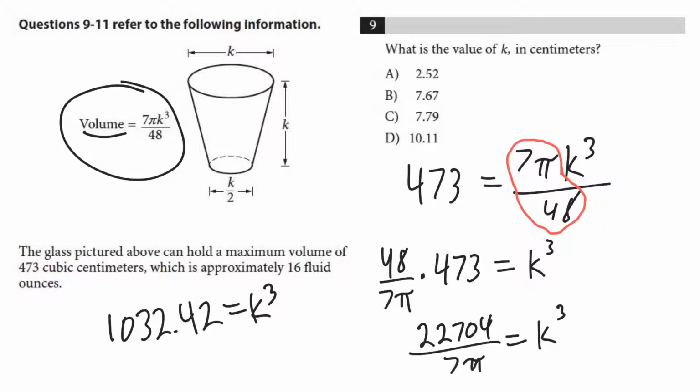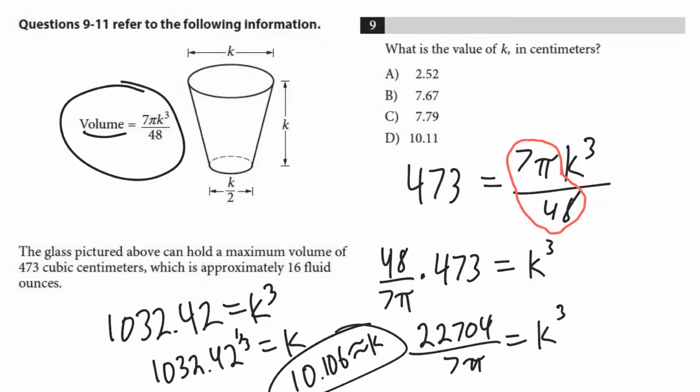Maybe your calculator doesn't do arbitrary roots, so one thing you can do is raise both sides to the 1/3 power. So I'm just going to do 1032.42 raised to the 1/3 equals K. Okay, raised to the 1/3. Okay, and I get that K approximately equals 10.106. Alright, and it looks like D would be our solution.